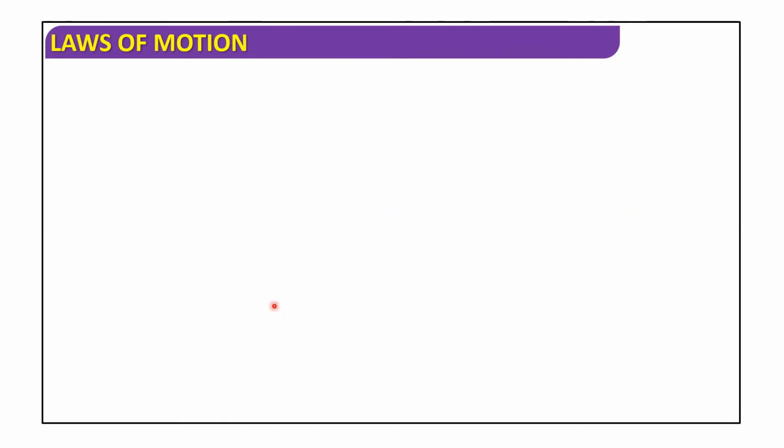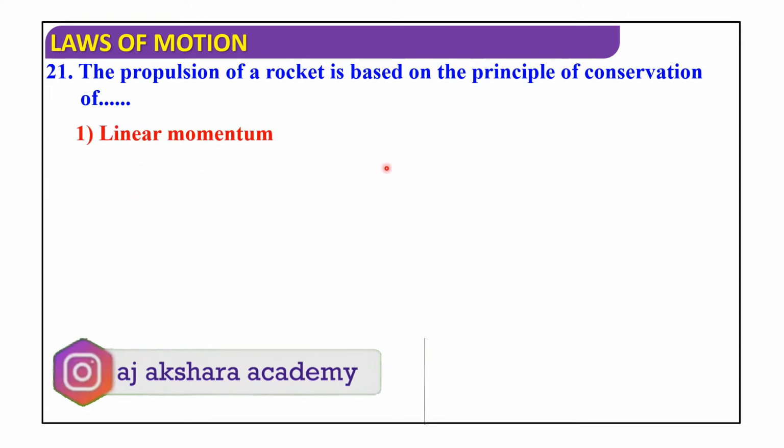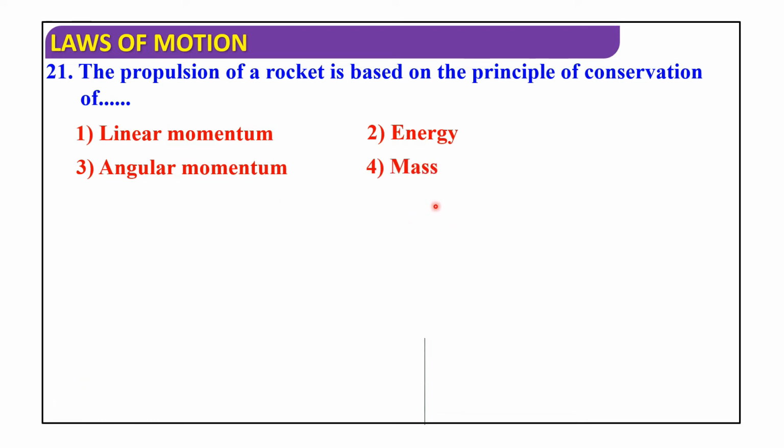Okay, let us go to today's session. First one. The propulsion of a rocket is based on the principle of conservation of linear momentum, energy, angular momentum, mass. The propulsion of a rocket is based on the principle of conservation of linear momentum. First option is correct.